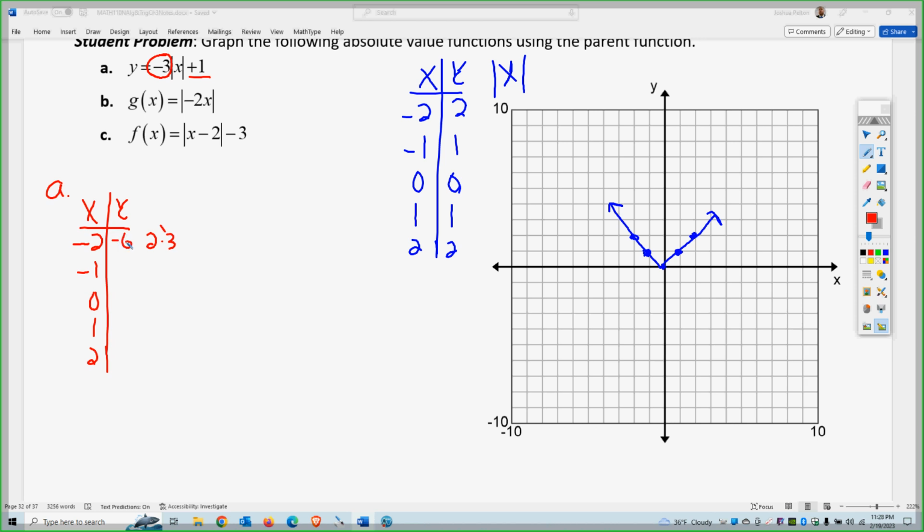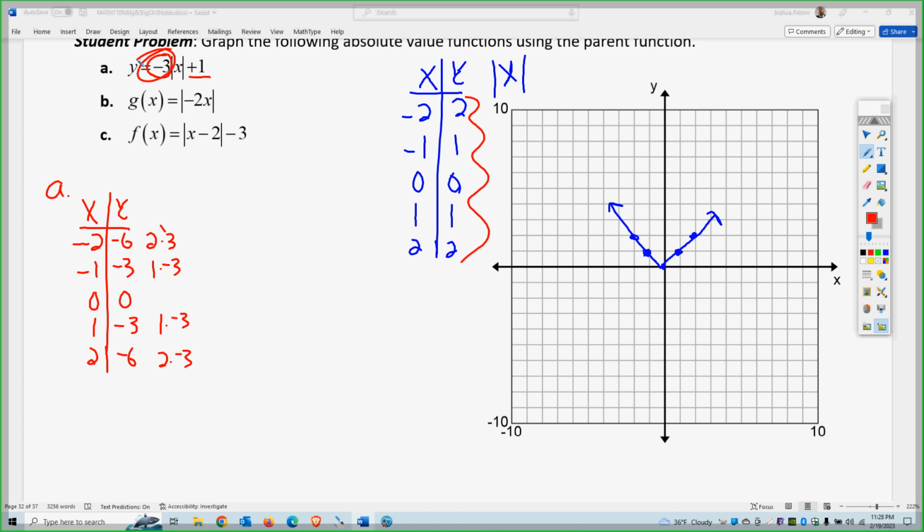So our next value is 1 times -3, so that's -3. Then we have 0 times -3 is 0. Then we have -3 again, because it's 1 times -3, and then we have 2 times -3, which is -6 again. All right, because again, I'm taking my y values and applying this right here.